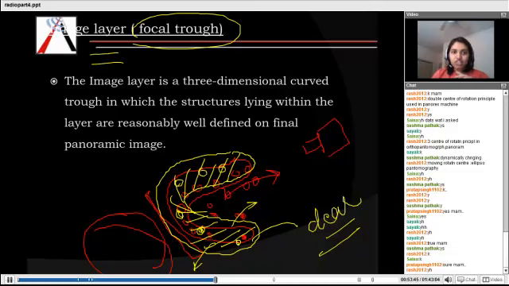Now, when we are actually analyzing this particular diagram, if you see, in this scenario, what do you say?